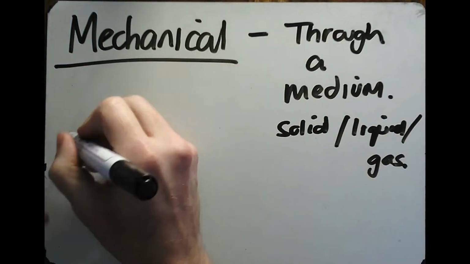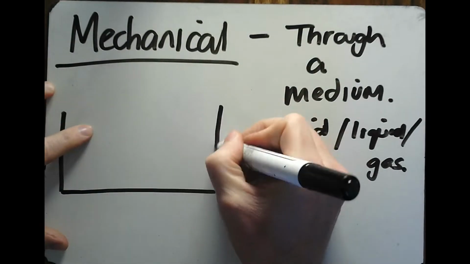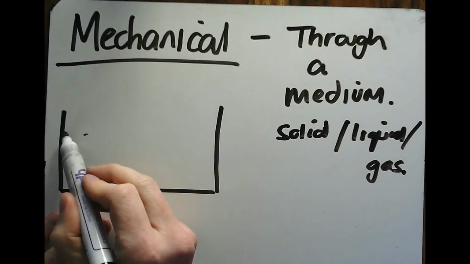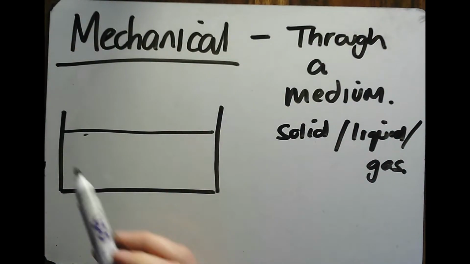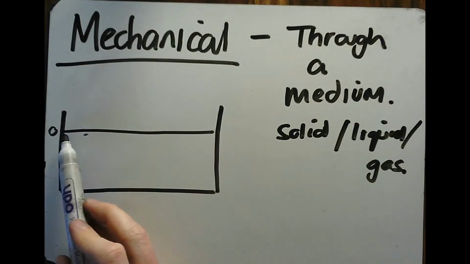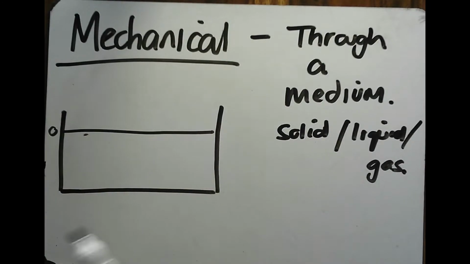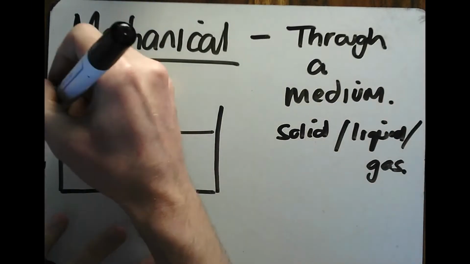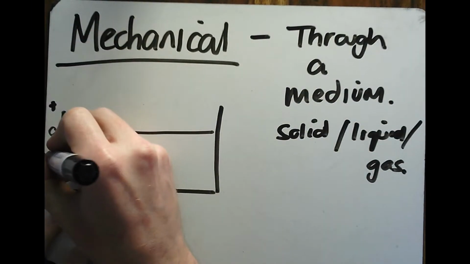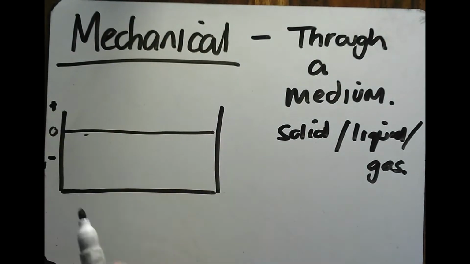So I'll give you an example. So let's say I have a trough of water. Now at the moment in my trough of water, we've got a 0 point. The 0 point is just the level of water. It's not moving. It is still, because there's no vibration in this water. It's just totally flat. And I'm going to have a positive part and a negative part. The reason I'm doing this is for when we show graphs later on and label waves, this will make more sense.